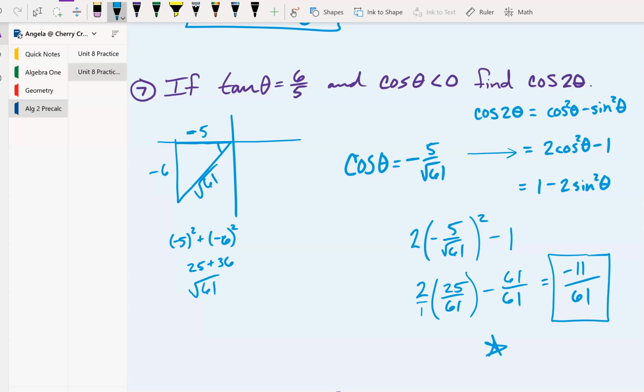Okay, it's also nice to remember, and if you want some extra practice, you could also evaluate sine of 2 theta and tangent of 2 theta for the same value, just to get some extra practice with using double angle formulas.